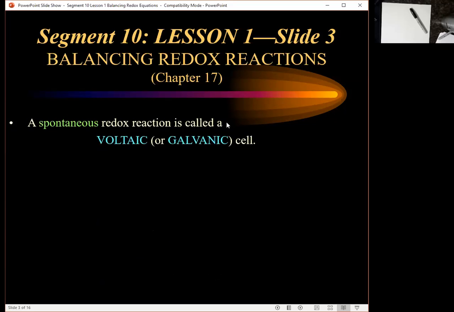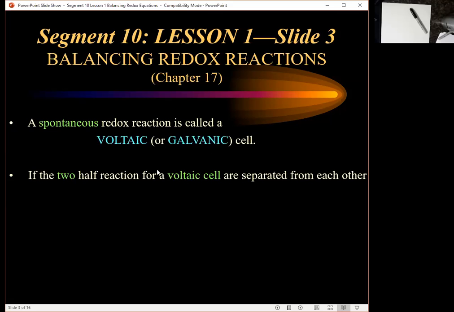A spontaneous electrochemical reaction is called a voltaic or galvanic cell. Voltaic comes from voltage. A battery has a voltage; a little flashlight battery is 1.5 volts. The reaction taking place inside that battery is a spontaneous reaction, so you wind up generating a voltage. Spontaneous reactions are called voltaic cells or galvanic cells.